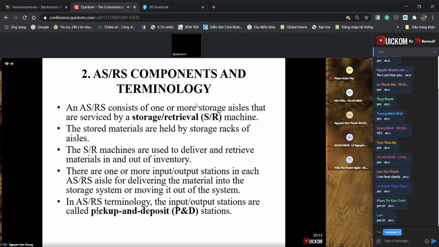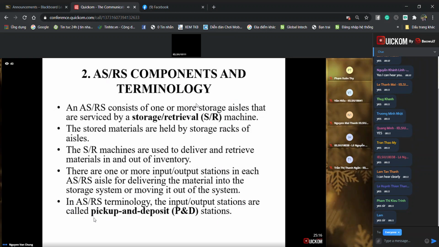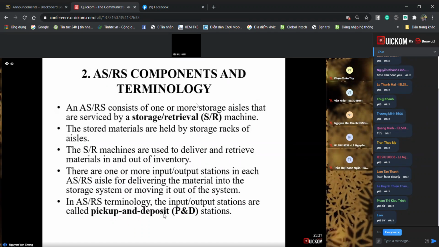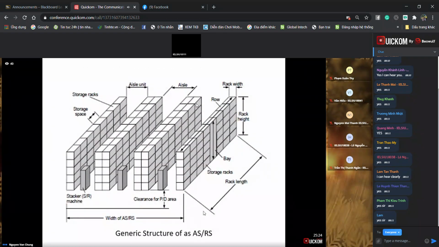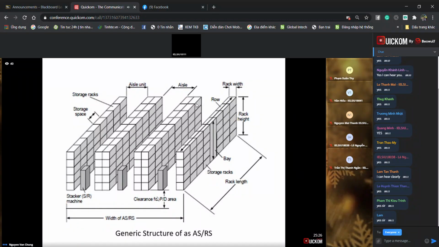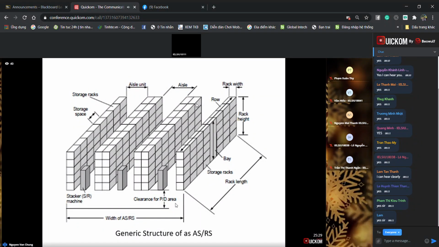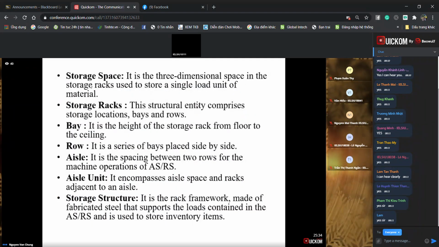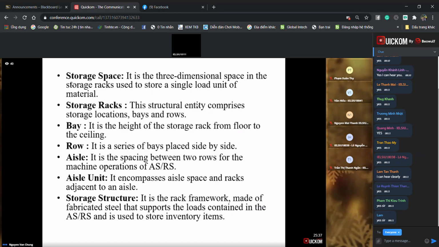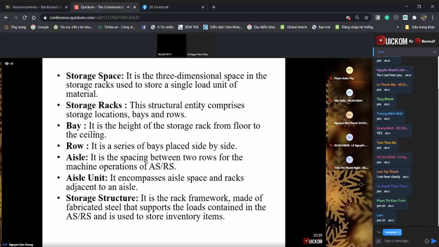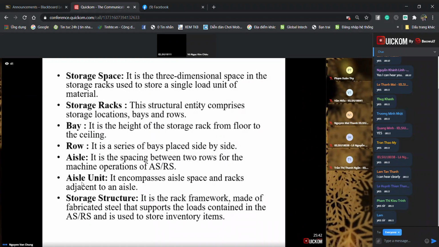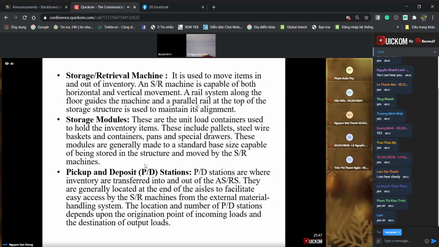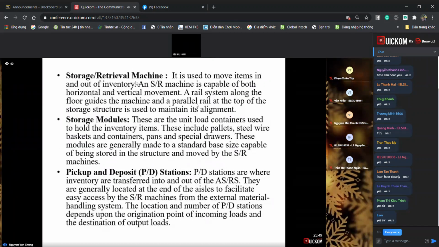Okay, and then you have an area, so you have the PD station, so like that, pickup and deposit. Okay, so you have the clearance for the PD area. You know, and then set this as a planner for you. The storage space, storage rack, bay, row, I/O unit, storage, you can. Okay, and then you have the machine here.